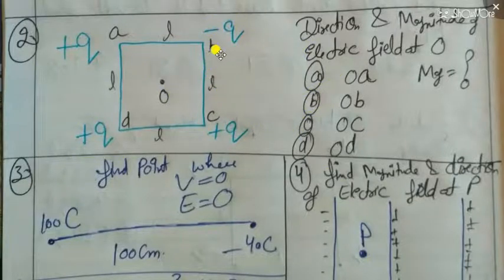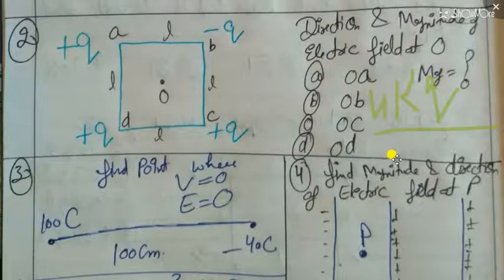By putting this value, its magnitude comes out to be 2kq by r square, where the value of r is L by root 2, squared. So it comes out to be 2 into 2, which is 4. So 4kq by L square. Sorry for the disturbance due to some mic problem.